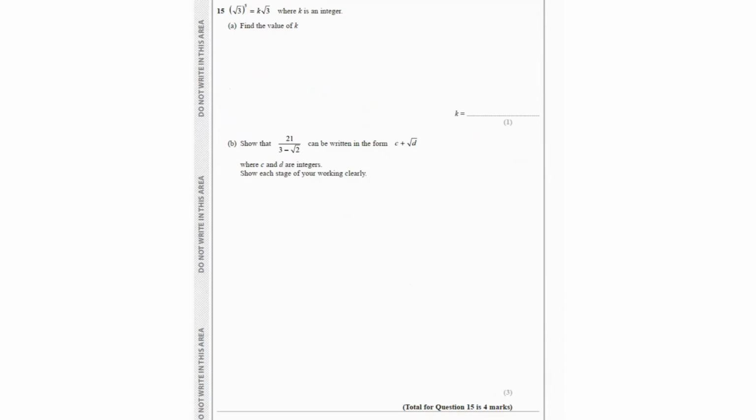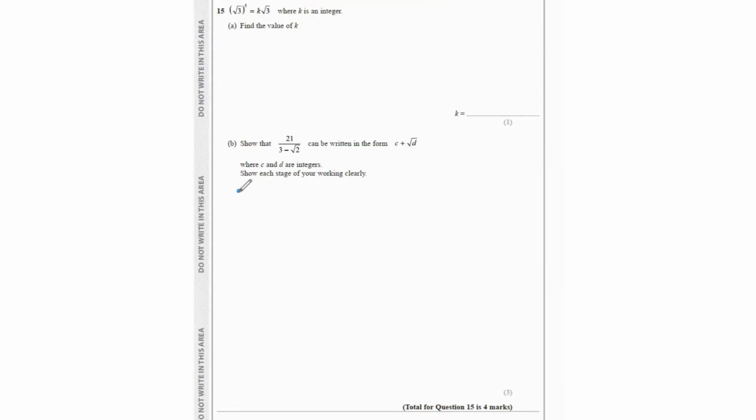Then it says show that 21 over 3 minus root 2 can be written in the form of c plus root d, where c and d are integers. Show each stage of working clearly. So this is very similar to the first question that we did, where we have to rationalize the denominator.